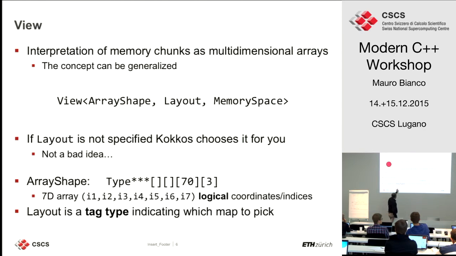Again, this I1, I2, up to I7 are logical coordinates. There is no clear relation between them: if I increase I7 by 1, what happens? I have to see this map to know. But my algorithm is written in a way that it doesn't have to matter too much, because I'm using a pattern. I'm using for_each. Hopefully we'll get there, maybe not.